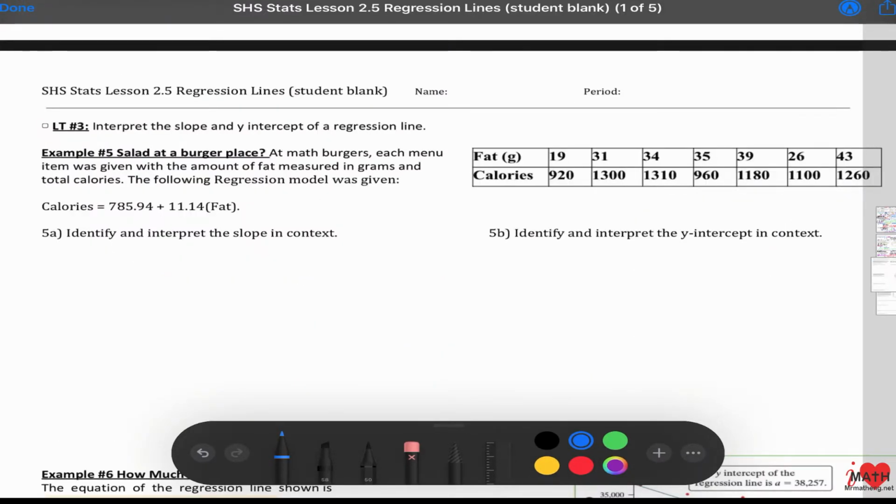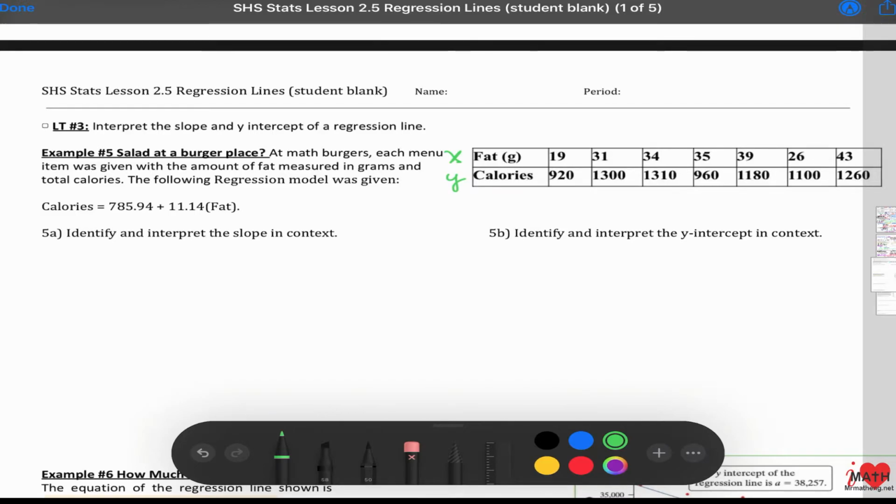All right, page 2, we just calculated and interpreted the residual, learning target number 2. Learning target number 3, we're going to now identify and interpret slope and the y-intercept, okay? All right, example number 5, salad at a burger place. At Math Burgers, each menu item was given with the amount of fat measured in grams and total calories. The following regression model was given. I'm just going to give it to you in advance, but basically next lesson in 2.6 we're going to be able to calculate, based off a table of values, how to actually get the linear regression line.